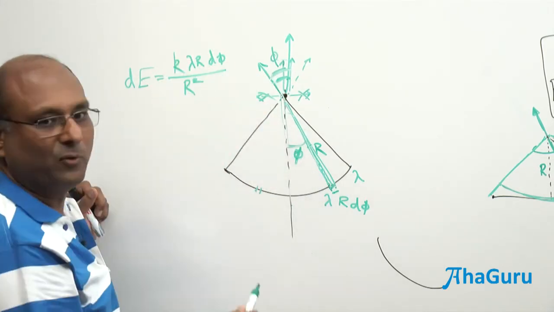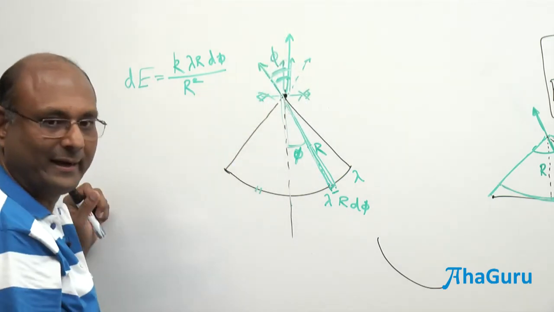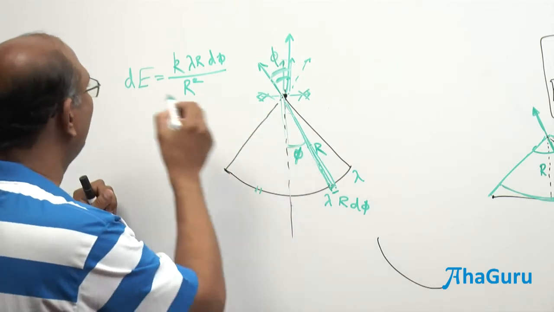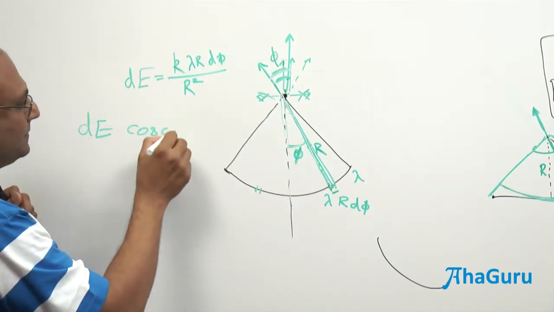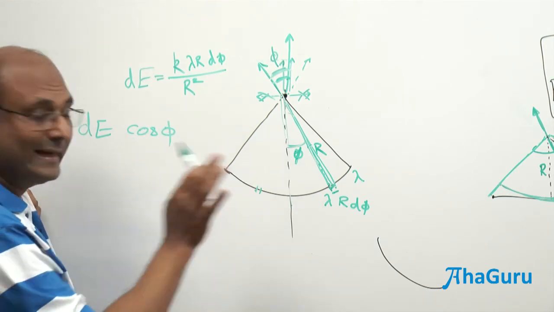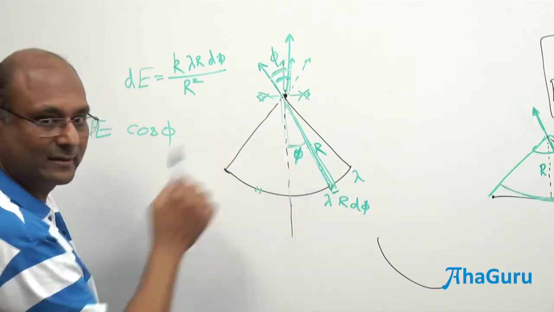DQ's field at that point is DE. Now DE cos phi would be that element, right? So if I want the vertical component, I want DE cos phi. That's the only thing I need. And I need to integrate it all the way from here to there and double it.